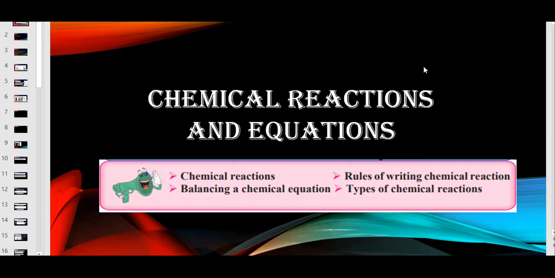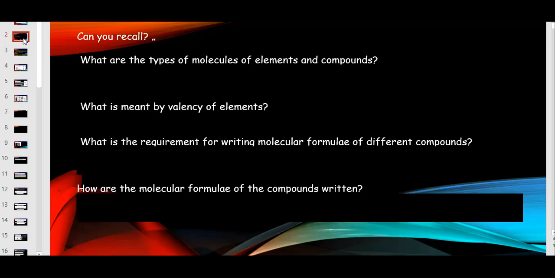Chemical reactions, rules of writing chemical reactions, how to balance chemical reactions, and the types of chemical reactions. There are different types of chemical reactions, but for grade 10, you will be studying only a few types. There are more types which you will study in grade 11 and 12. So this is a very important chapter if you are going for the science stream in grade 11. Let's begin with the class.